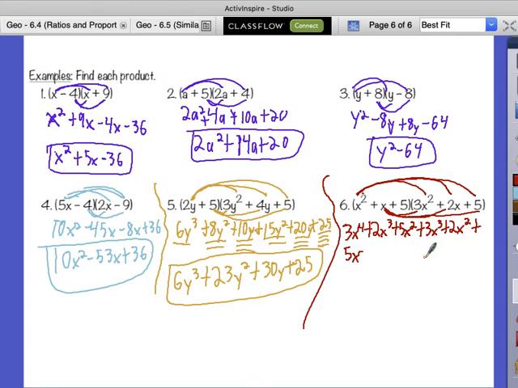I take 5 times everything. I take everything in the first times everything in the second. And notice how I'm keeping it organized. I'm just going in order, that way I don't miss something. Okay? So I do 5 times 3x squared and get 15x squared. 5 times 2x, I get 10x. And 5 times 5, I get 25.